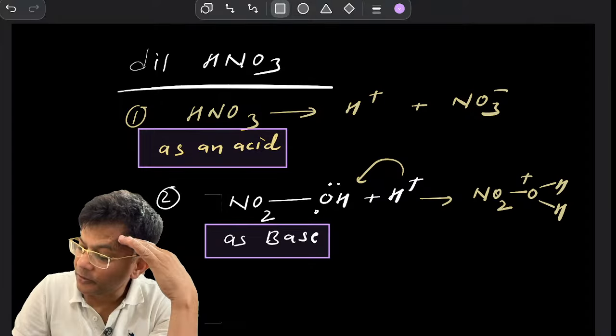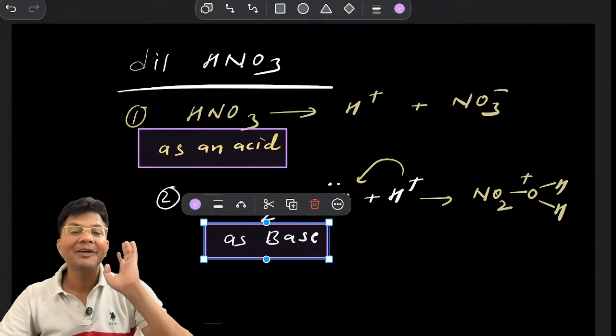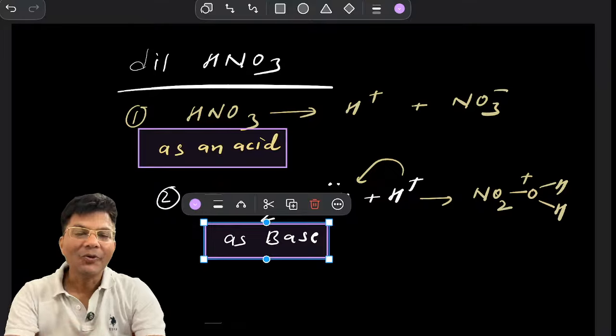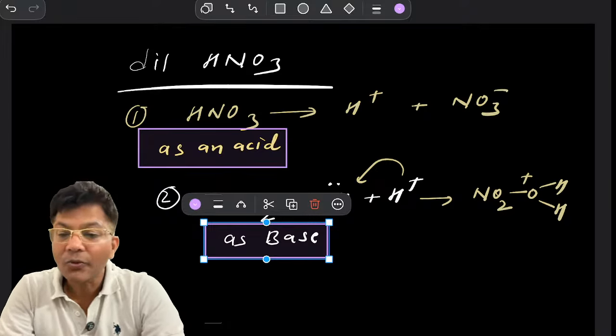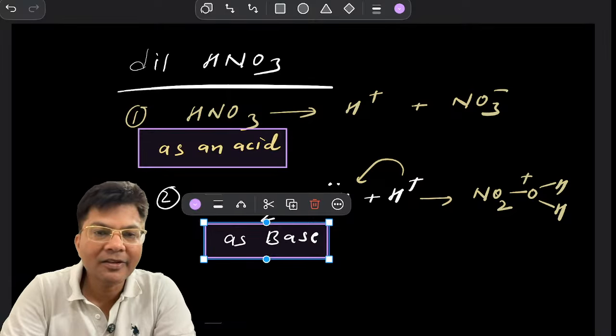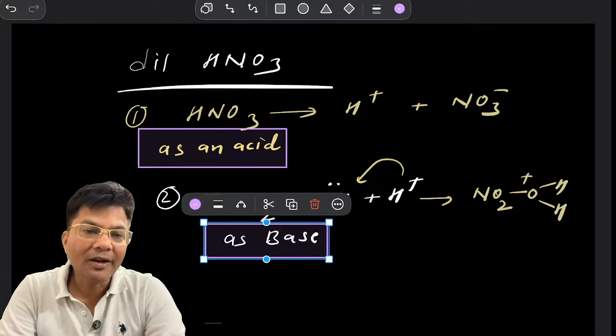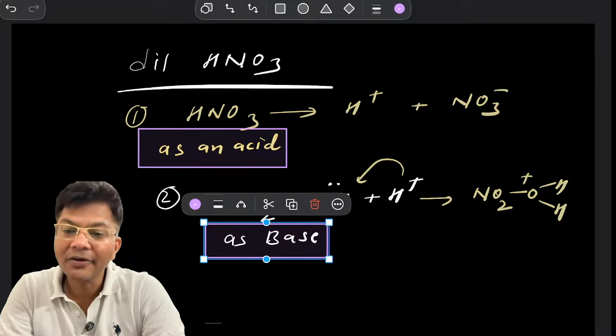तुमेव माता पिता तुमेव, तुमेव बंधु सखा तुमेव. You are acting as an acid, you are acting as a base, you are in double role.